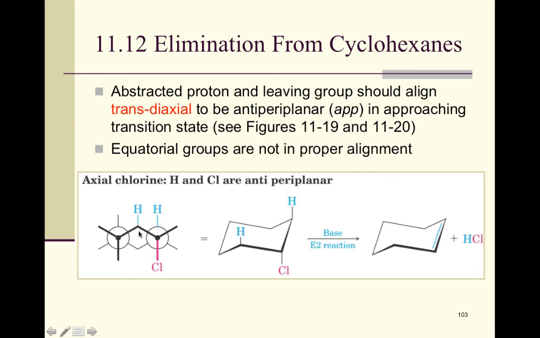Here we have the Newman projection of the chair, and we have our halogen, or our leaving group, coming down here, and anti-periplanar behind it is this hydrogen. So this carbon here, and the carbon we can't see behind it, are the two carbons that are going to be involved in the elimination step. A base comes in, we have an E2 elimination, and now we have a cycloalkene formed. When we have equatorial groups, they're not in proper alignment. So this only happens with the trans-diaxial groups.